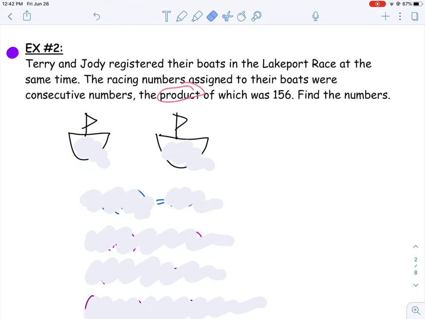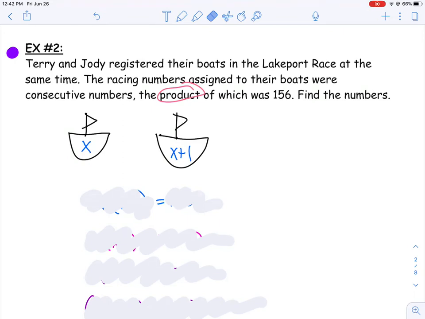Now, don't make fun of my drawings, but I'm imagining two boats. I have the first boat that was assigned a number. I'm not sure what that number is, so I'm going to call that X. And I do know that the next number was the next number in line, consecutive number. So it's one more than the first one. If the first one was 8, the next one would be 9. If the first one was 27, the next one would be 28, and so on. So if the first one is X, then the next one, the consecutive number, would be X plus 1.